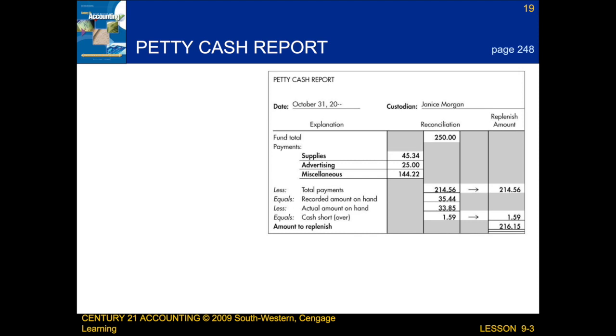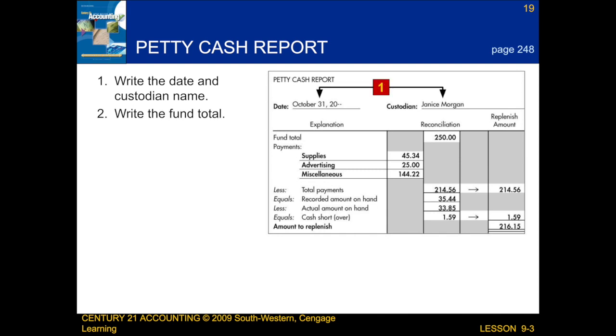Next, we're going to be talking about a petty cash report. What we're essentially looking at here is a petty cash report, and the different numbers are showing us the different parts of this report. Number 1 shows that we write the date and also the custodian's name. Number 2 shows that we write the fund total.